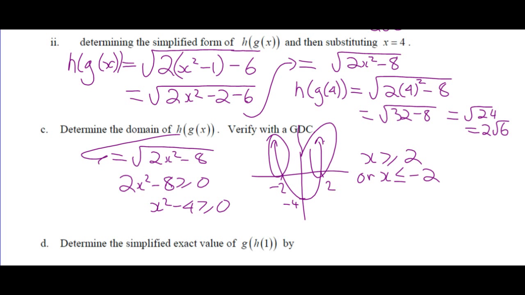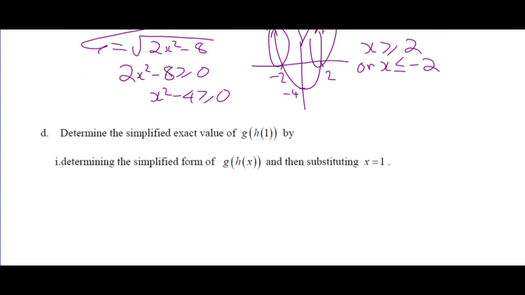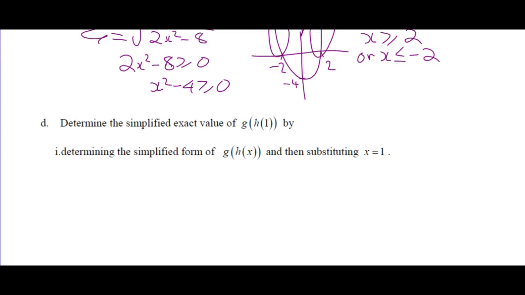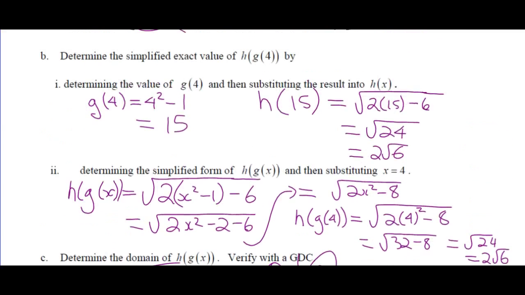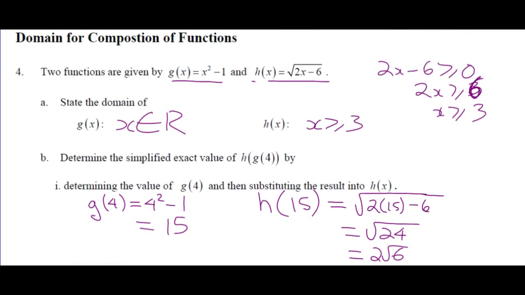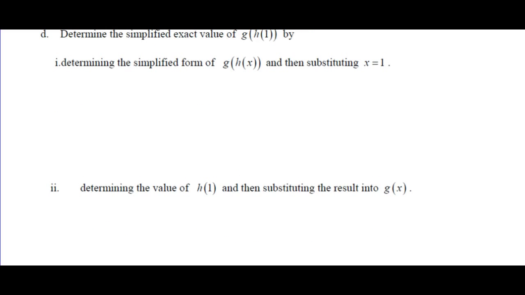Determine the simplified exact value of g of h of 1 by, number 1, determining the simplified form of g of h of x and then substituting x equals 1. Okay, so now we're doing g of h of x. Good, so I'm just going to scroll down here, but I'm going to pull out my paper here. G of h of x. So g of h of x.